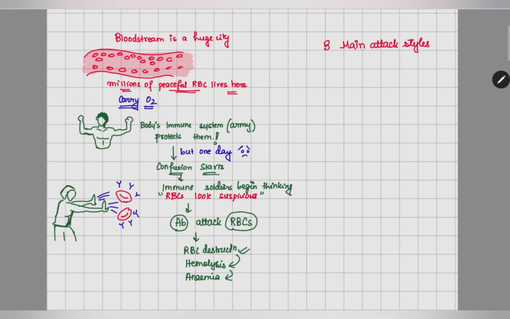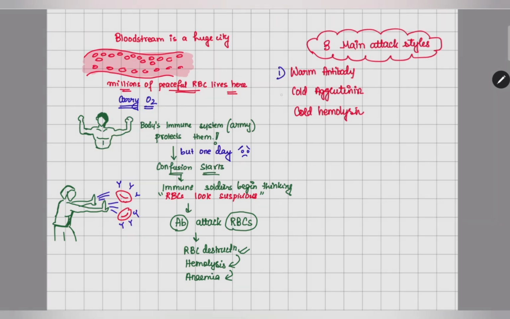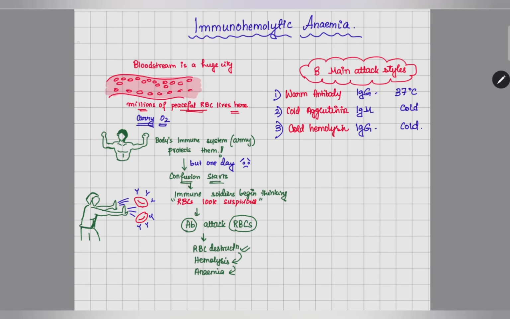Now, there are three main styles of attack. First one is the warm antibody reaction, second one is the cold agglutinin reaction, and the third one is the cold hemolysin reaction. The first one uses IgG at a temperature of 37 degrees Celsius. The second one requires IgM, and as the name says, it requires a cold temperature. The third one requires the same antibody as the first one, which is IgG, but requires a temperature like the second one, which is cold. So this is the overall story about immunohemolytic anemia, and now we will be going into the details.